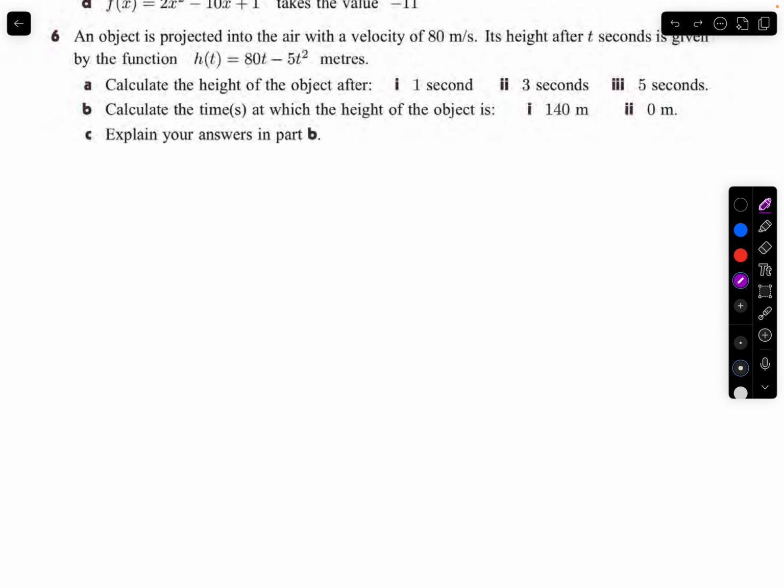Just doing a quick video on 18A, question 6. So the key here is to not get too worried about all this h(t) equals 80t minus 5t squared meters.